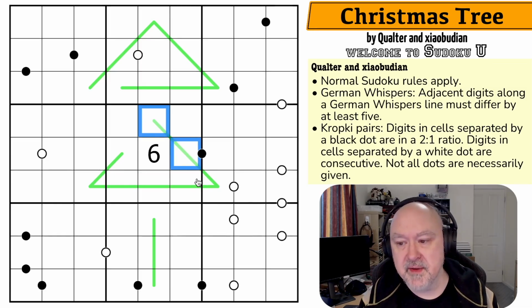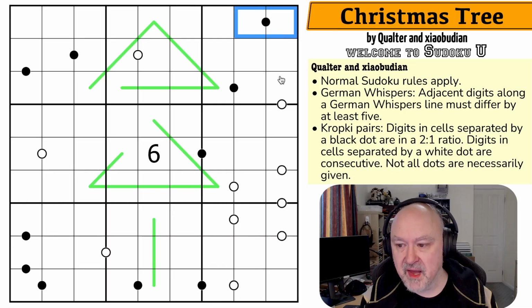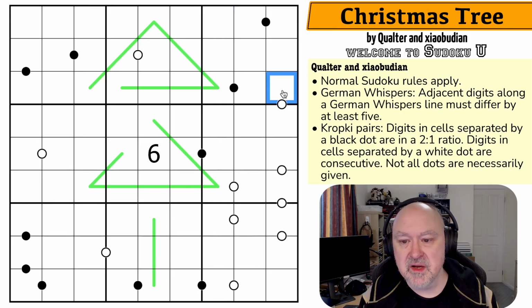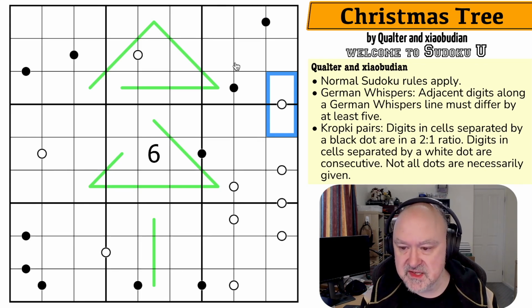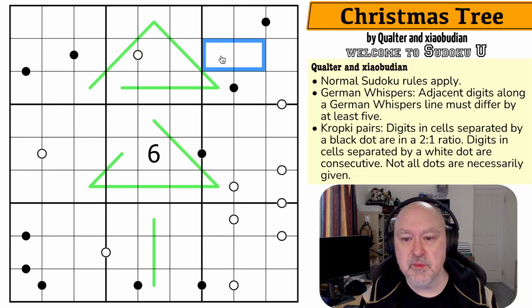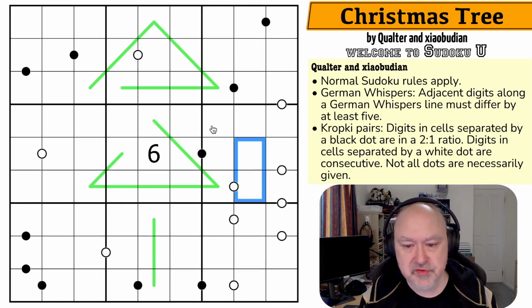Then we've got Kropki pairs. Digits in cells separated by a black dot are in a 2-to-1 ratio, so one is double the other. Digits in cells separated by a white dot are consecutive, have a difference of 1, and not all dots are necessarily given, which is why it's called Kropki pairs. There's a historical reason there. But it means that it would be perfectly fine for this dot to either be consecutive or in a 2-to-1 ratio, or these two cells, or whatever. They're the rules of the puzzle.